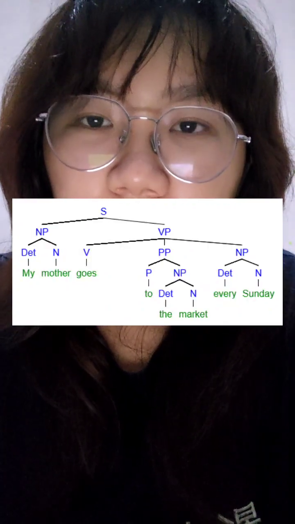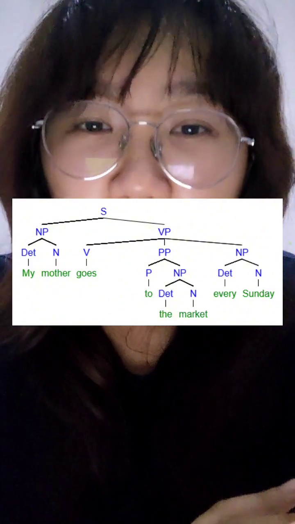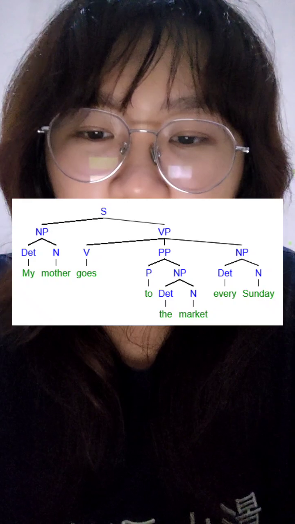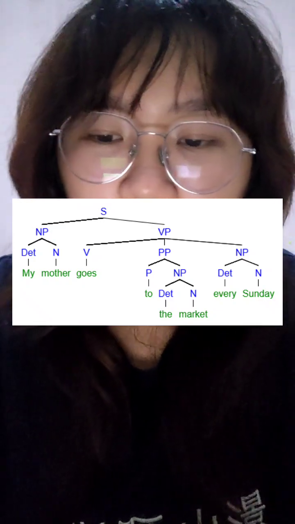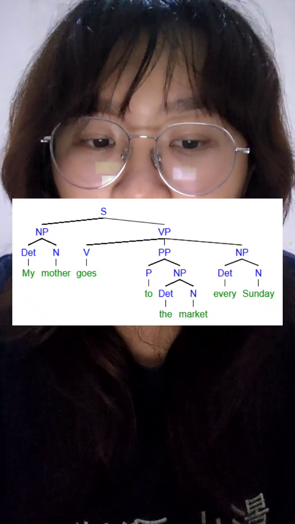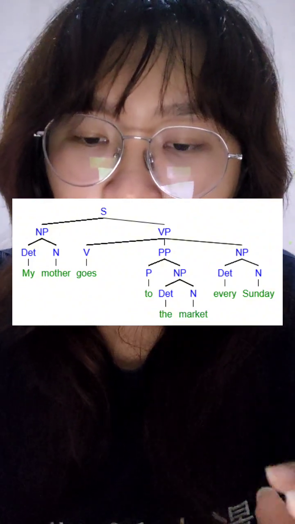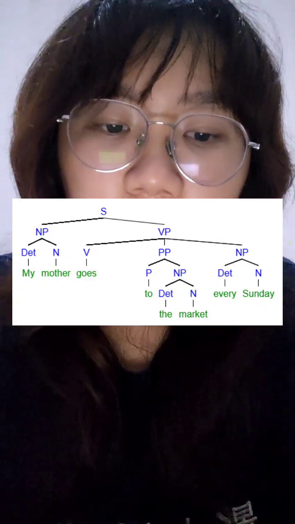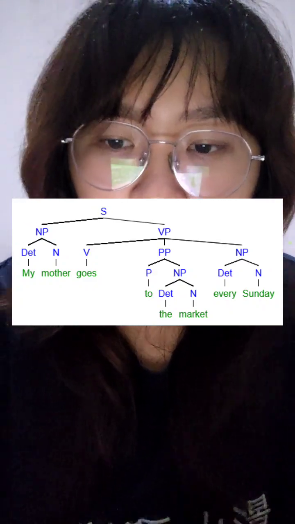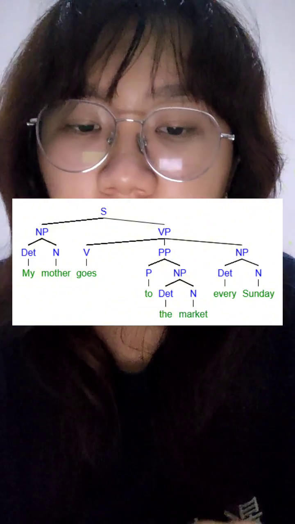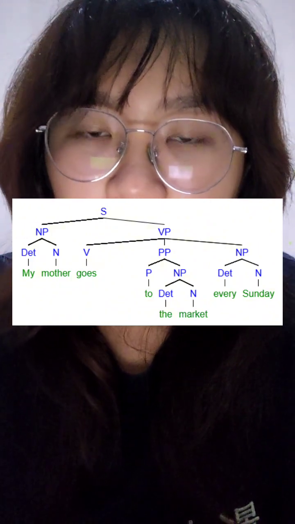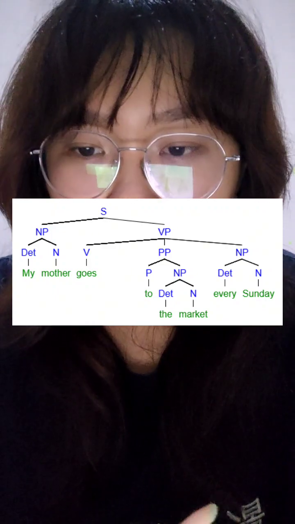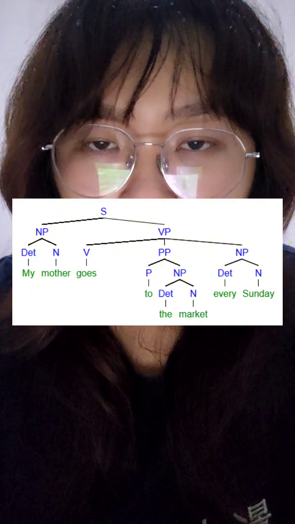Okay, we are going to move to a more complicated one. I'm adding a slightly more complicated sentence here. So remember, two parts. My mother goes to the market every Sunday. So we divide it as my mother first, and then goes to the market every Sunday into the verb phrase. So my mother is the noun phrase, and goes to the market every Sunday is the verb phrase. The noun phrase is divided into two constituents, the determiner my and then the noun mother.